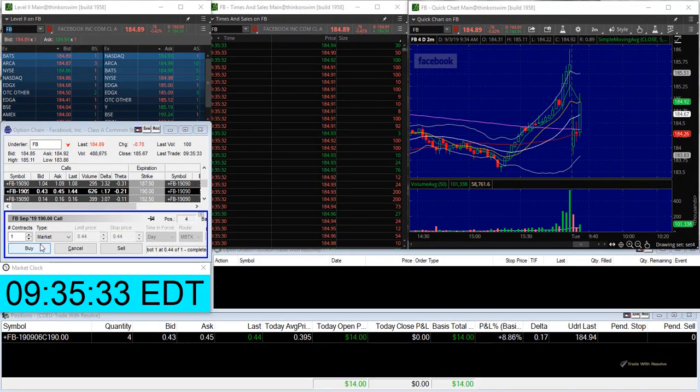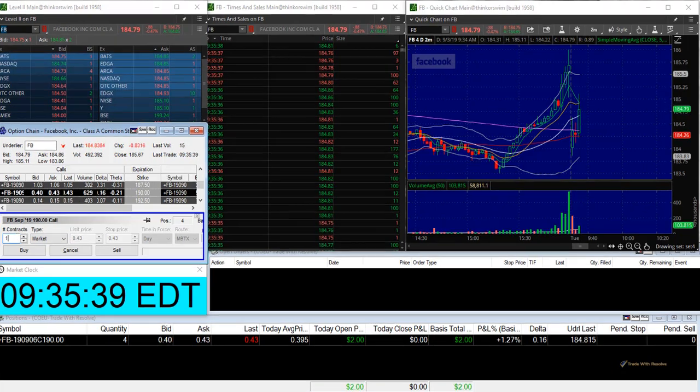I'm looking for a quick scalp trade here, so I'm just looking to ride the momentum to the upside for a quick scalp. Let's see what happens with the price action.